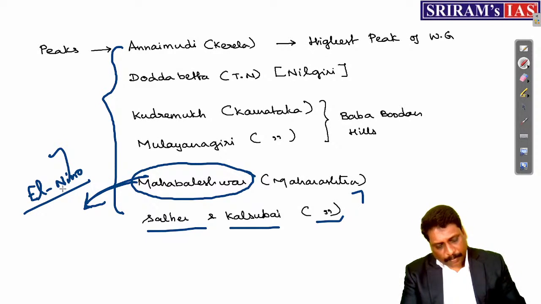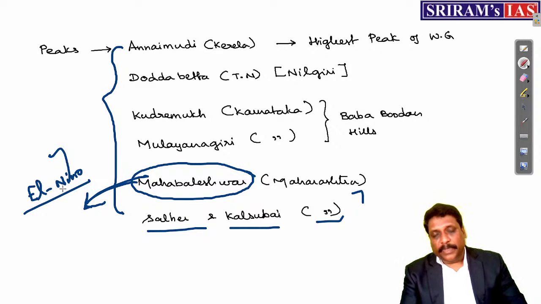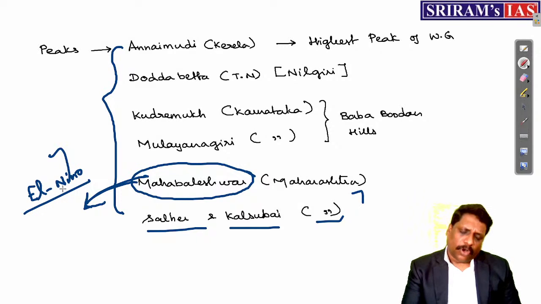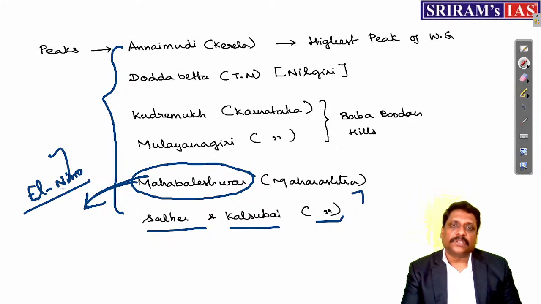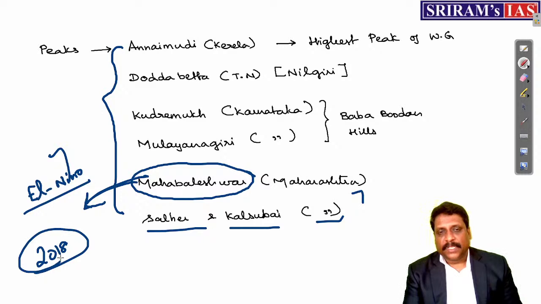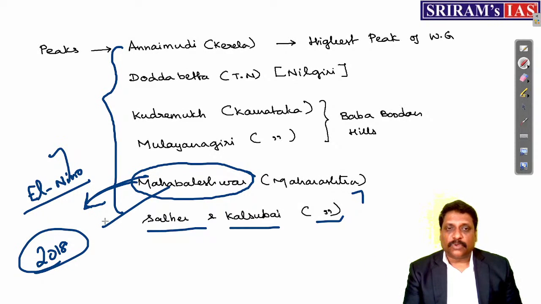See, Cherrapunji or Mawsynram is not only the wettest place in India, it is considered to be the wettest place in the entire world. But interestingly, when El Nino occurs, or say an Indian Ocean Dipole, or a Modoki-like situation occurs, Mahabaleshwar becomes the wettest place. For example, last time in 2018, my dear friends, which part of India recorded more rainfall than Cherrapunji and Mawsynram? It was Mahabaleshwar.